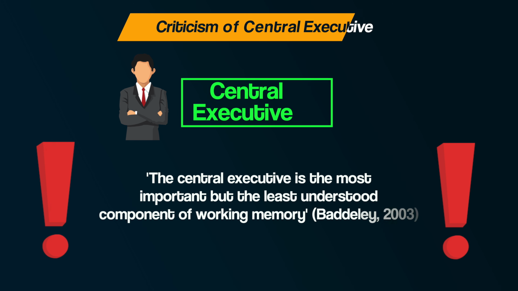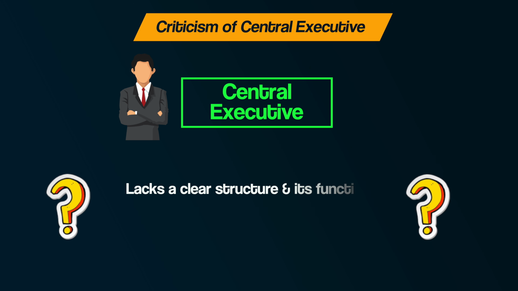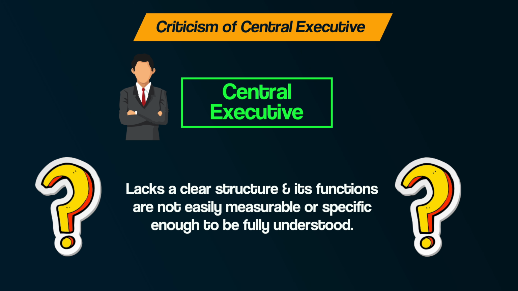The central executive has been criticised for being too vague and poorly defined, as it is unclear exactly how it controls and coordinates the other components of working memory. Researchers argued that it lacks a clear structure and its functions are not easily measurable or specific enough to be fully understood.